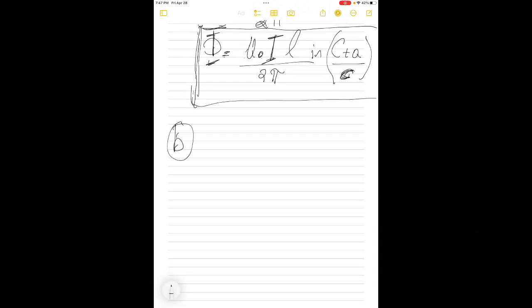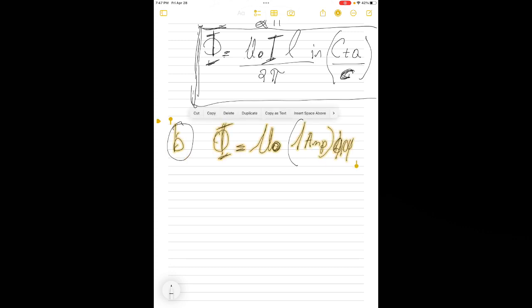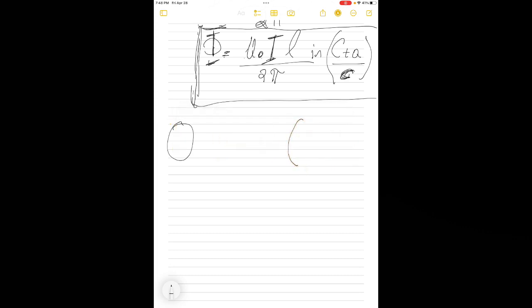Part B is asking, what is the magnetic flux? So right now we can just enter the information. The constant mu-zero, current 1 amp, length is 4, actually it's 0.04. Hold on, let me do it again.